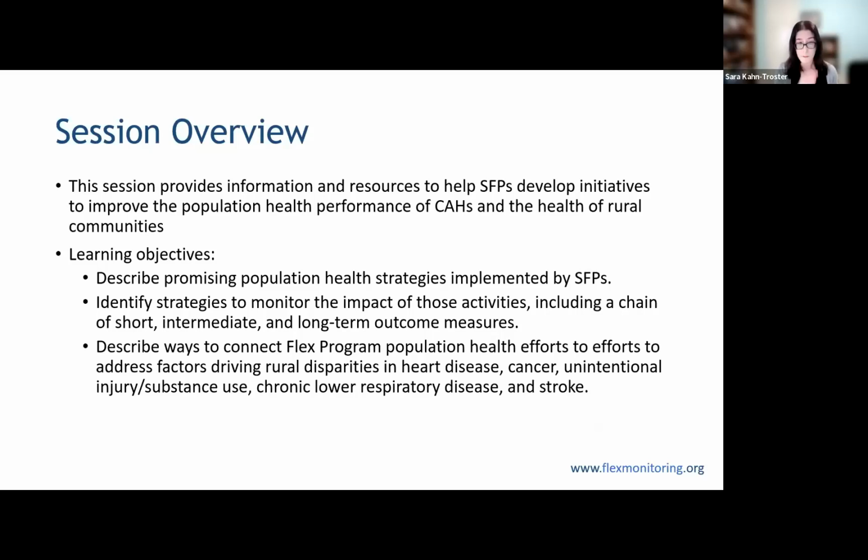By the end of the session, we hope that you will be able to describe promising population health initiatives implemented by some of your peers, identify strategies to monitor the impact of those initiatives, including a chain of short, intermediate, and long-term outcome measures, and describe ways to connect flex program activities to efforts to address factors driving rural disparities in heart disease, cancer, unintentional injury and substance use, chronic lower respiratory disease, and stroke, which are the 5 leading causes of death in rural areas.